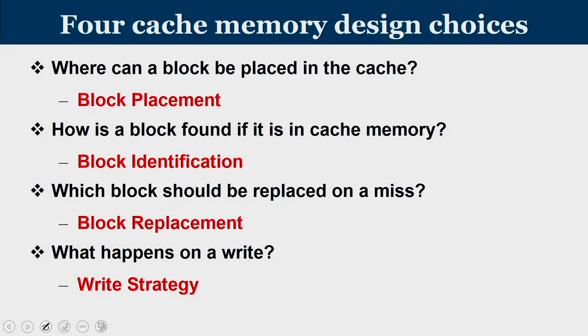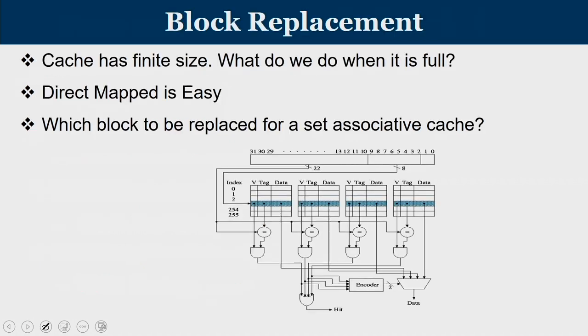In the last lecture, we have seen that there are four cache memory design choices, out of which the first two we have already seen. Where can a block be placed in the cache is defined by the block placement techniques, and how a block is found if it is present in the cache is dealt with by the block identification technique. Now, we are moving into the next two: which block should be replaced when there is a cache miss, and that is addressed by block replacement techniques; and how we deal with a write operation on the cache, defined by the write strategy.